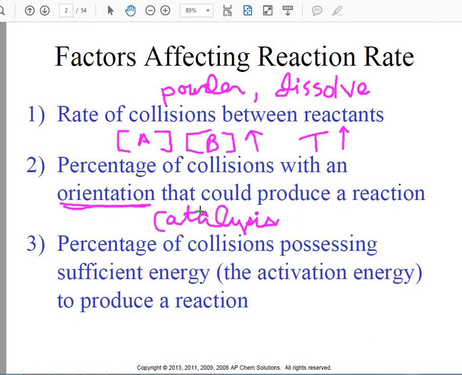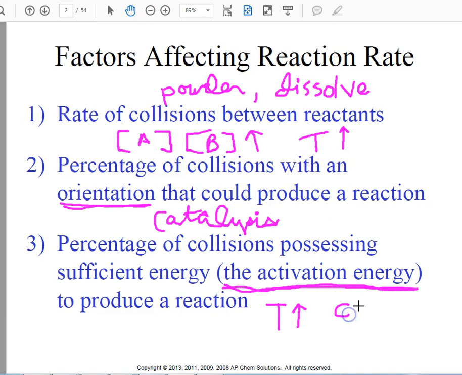The third thing that we need for a reaction to occur, so they have to collide with the right orientation, and then they have to collide with enough energy to produce a reaction. And that energy that they need is called the activation energy. So we can give molecules more energy by increasing the temperature. So as the temperature goes up, those particles are going to be moving faster. So they're going to have more energy, so it's more likely that they'll have enough to make the reaction occur.